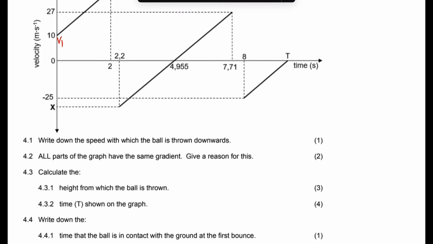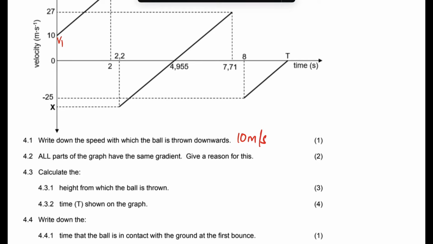Now the question 4.1 says write down the speed with which the ball was thrown downwards. So the speed at which the ball was thrown downwards is what? It's 10 meters per second, positive 10 meters per second.